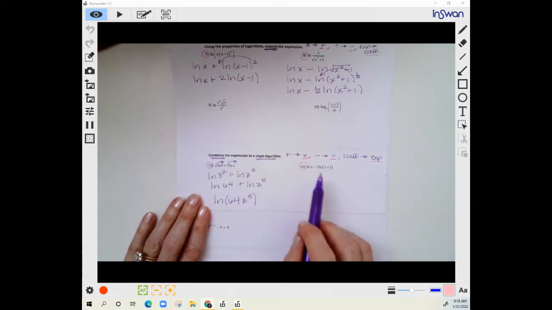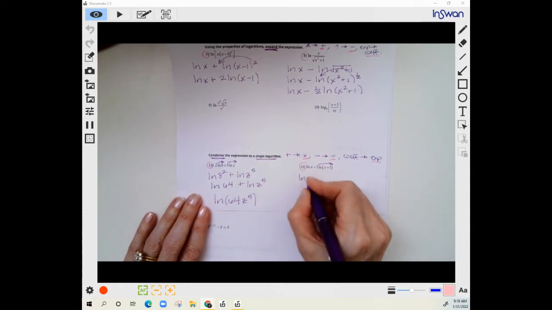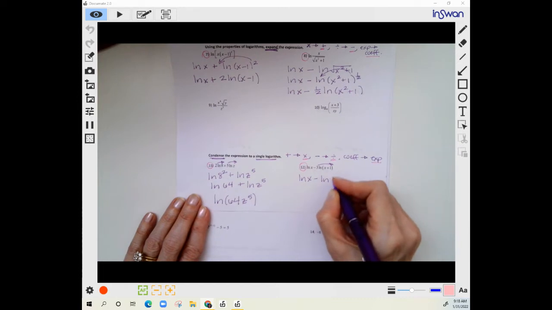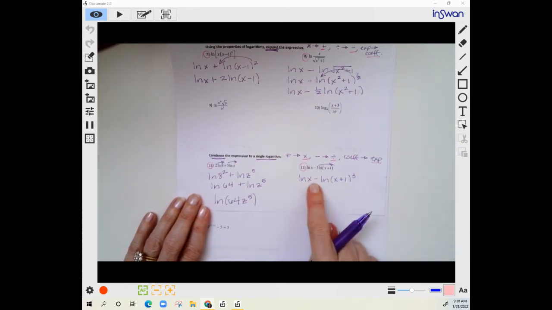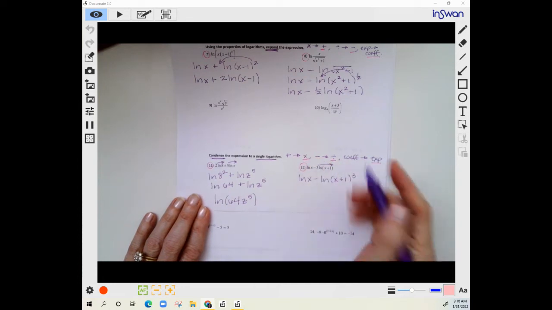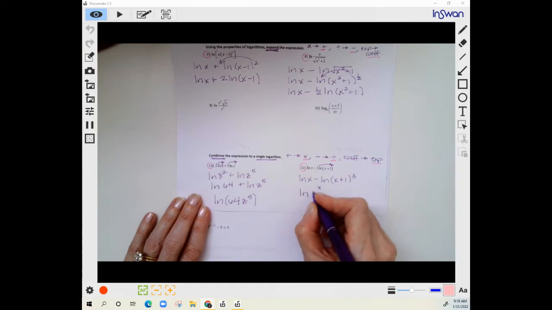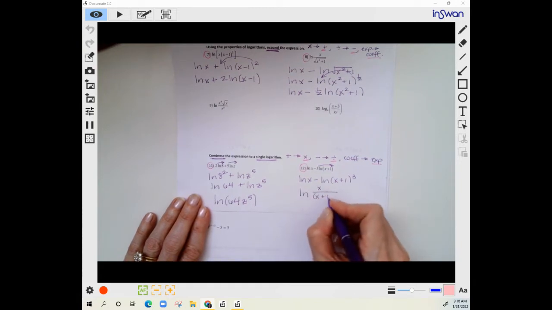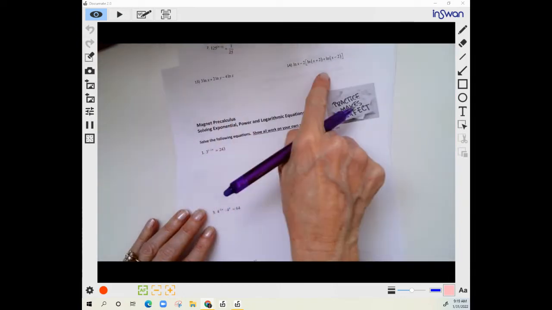All right, so for this one, I have one coefficient. So the first thing I'll do is change that to an exponent. And then I have two natural logs subtracted. Subtraction changes to division. It's a single logarithm. So x will become the numerator, and the quantity x plus 1 cubed will become the denominator. All right, so then you still have these two from that section.